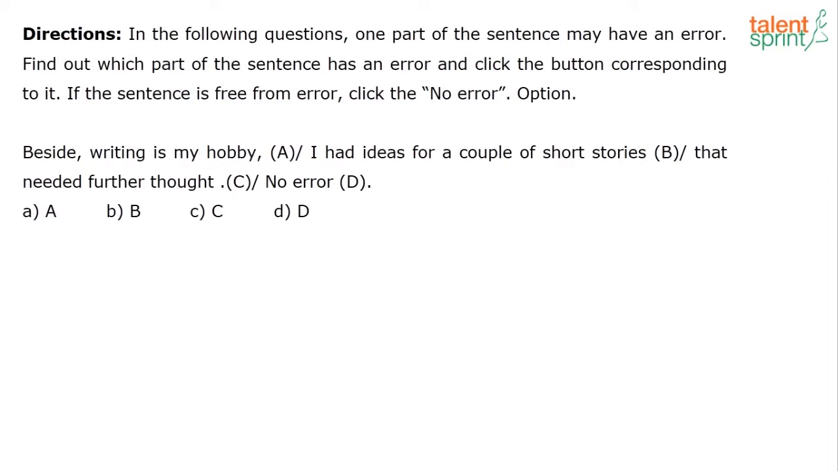Okay, so we're moving on to spot the error, right? As soon as you read the question, where do you think the error is? "Beside writing is my hobby, I had ideas for a couple of short stories that needed further thought." As soon as you read the question, the obvious answer is it has to be option A, where you're saying "beside." When you say beside, you're talking about next to, but that's not the meaning the context is giving, right? Besides, meaning moreover.